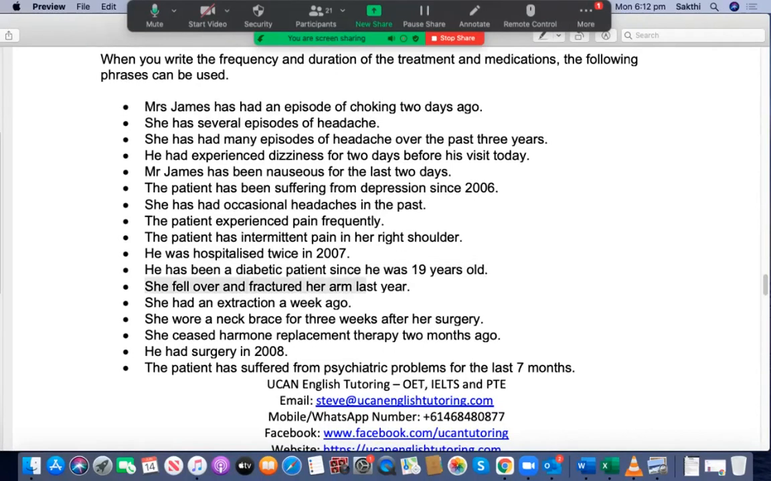She fell over and fractured her arm last year. She had an extraction a week ago. She wore a neck brace for 3 weeks after her surgery. She ceased hormonal replacement therapy 2 months ago. He had surgery in 2008. The patient suffered from psychiatric problems for the last 7 months. Look at the way I have used for here. You need to use the prepositions effectively and correctly. You can't use since the last 7 months. If you do so, please stop. Please stop now. Otherwise, your score will go down in the real examination. Okay.